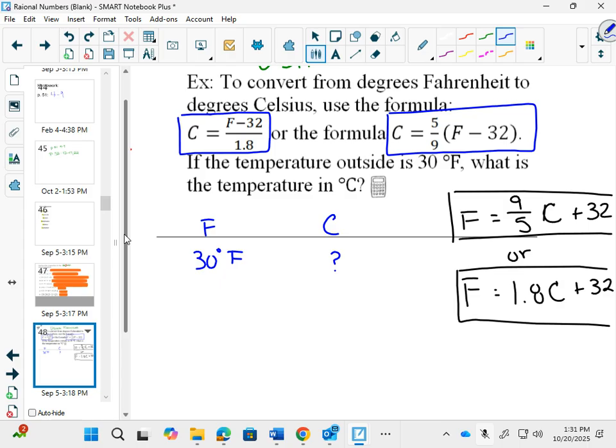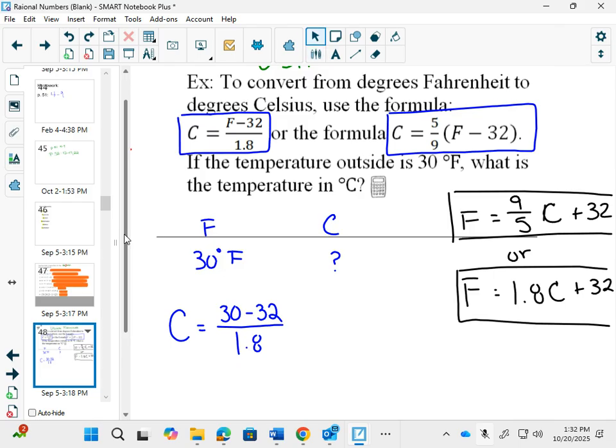If we know the Fahrenheit, that means we can replace the F in one of these equations with 30. So we go C equals, and I'll look at it with the decimal, and I'll look at it with the fraction. If I use the decimal one, I'd plug in the 30 for the F, and now we have to do our order of operations. Some people have calculators that let you type this in exactly as you see it, and then you don't have to worry about order of operations. I'm going to show you a calculator that does that.